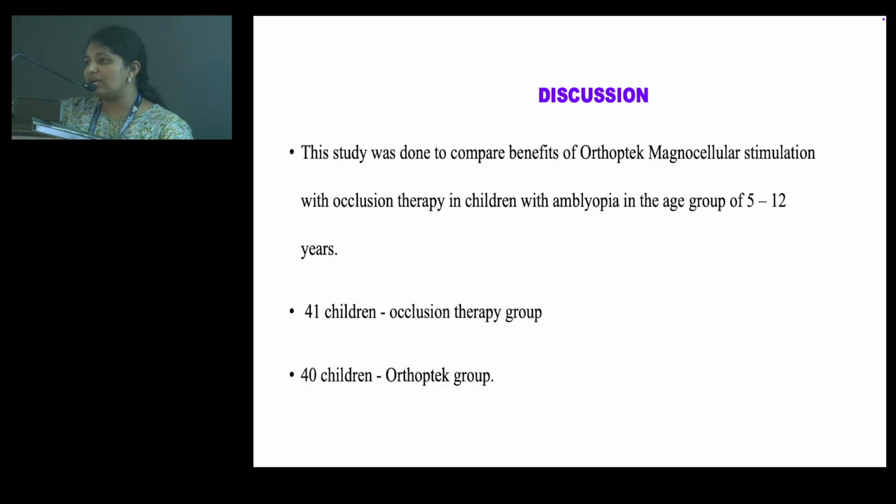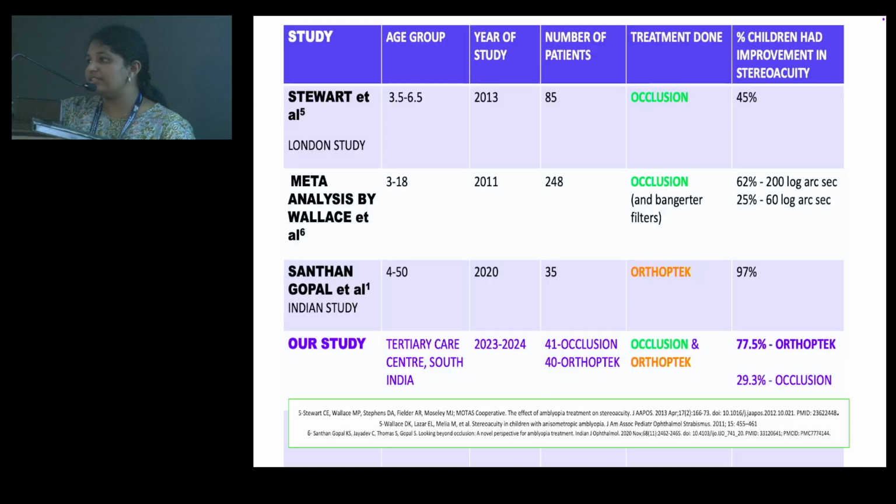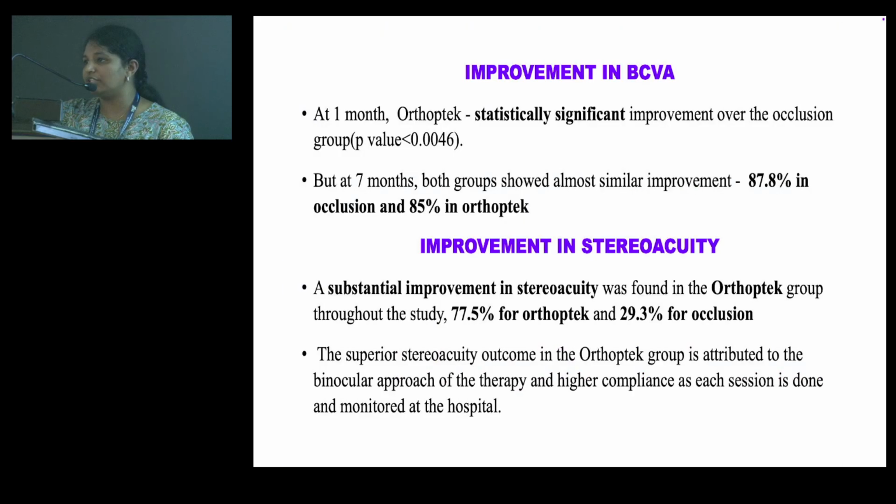The study was done to compare the benefits of orthoptic magnocellular stimulation with occlusion therapy in children with amblyopia in the age group of 5 to 12 years. The percentage of children having improvement in visual acuity showed 87.8% improvement with the occlusion group and 85% with the orthoptic group. The improvement in stereo acuity was 77.5% with the orthoptic group and 29.3% with the occlusion group.